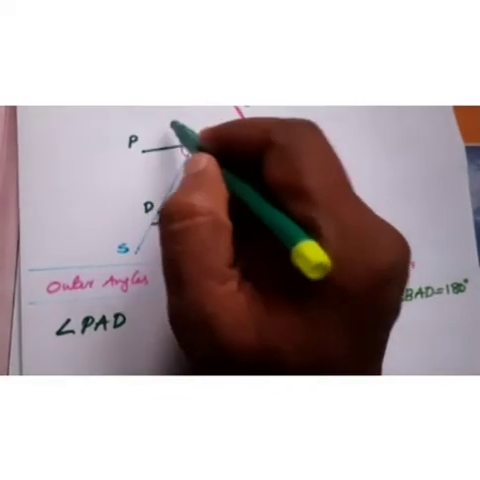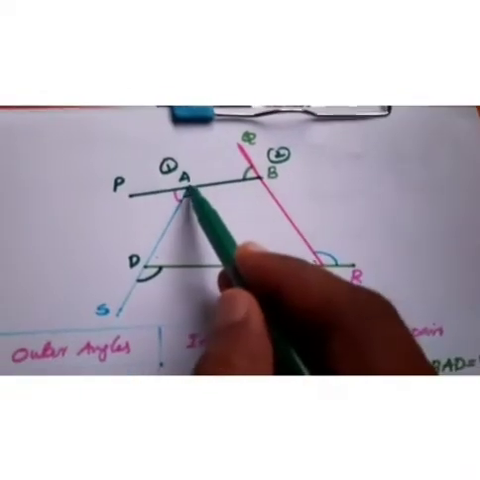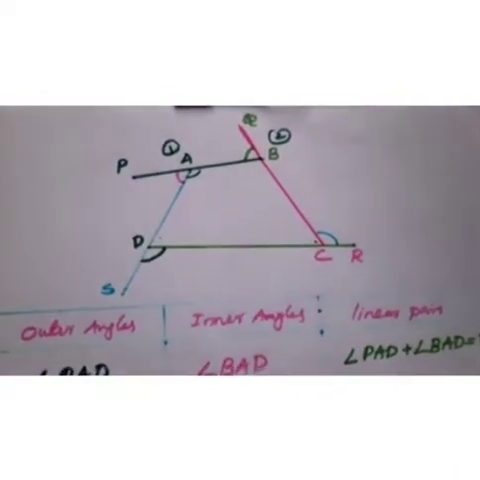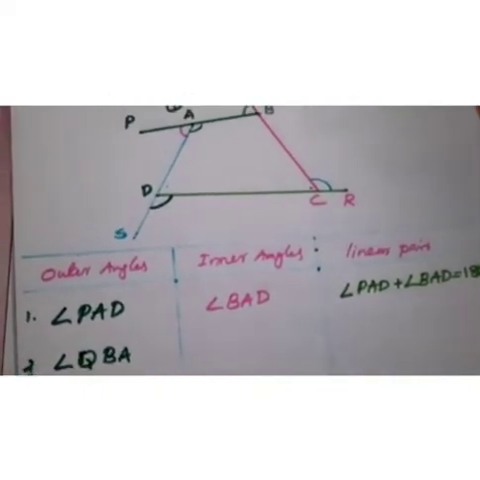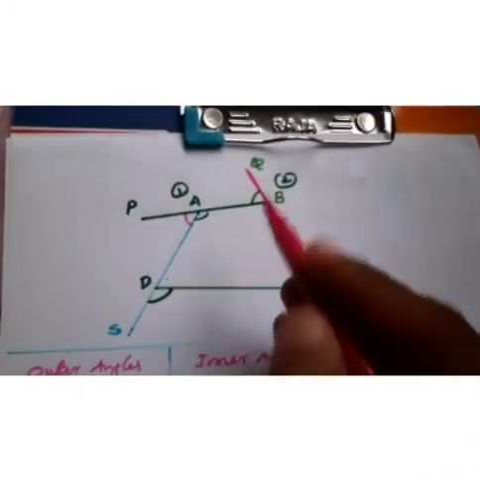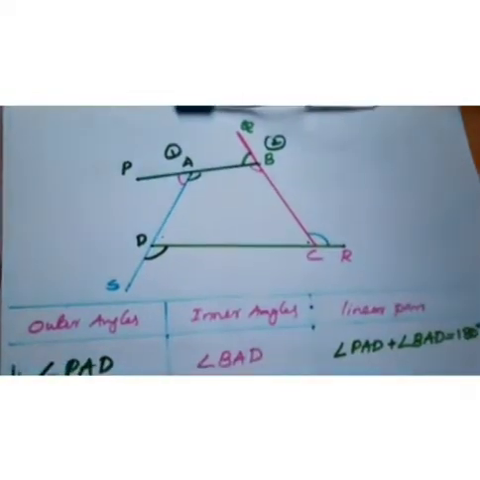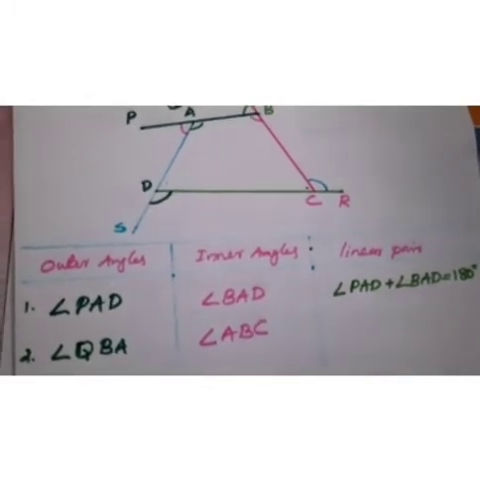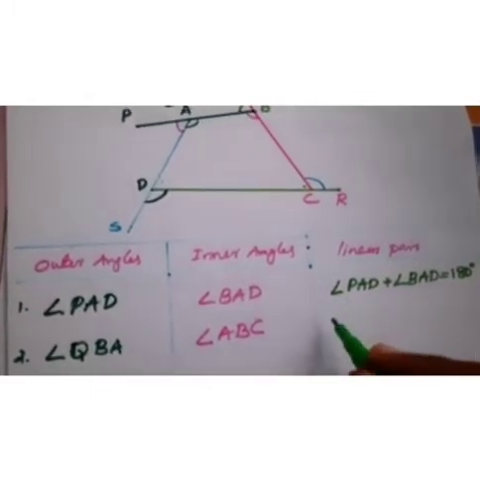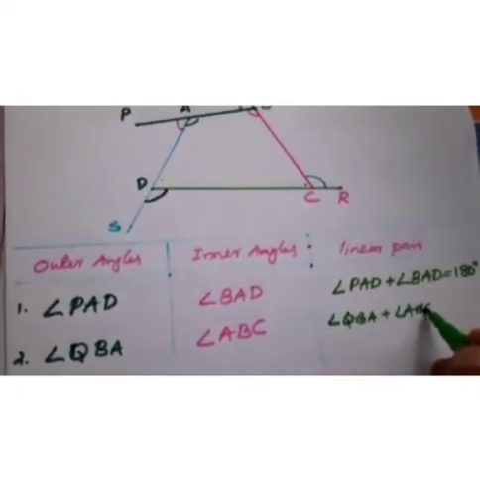So first pair completed. See the second pair here. Angle QBA is the second pair. Then which is the inner angle of this? ABC. This is the inner angle. Angle ABC. Then together it is a linear pair. So angle QBA plus angle ABC is equal to 180 degrees.